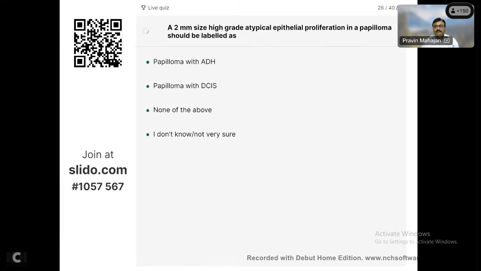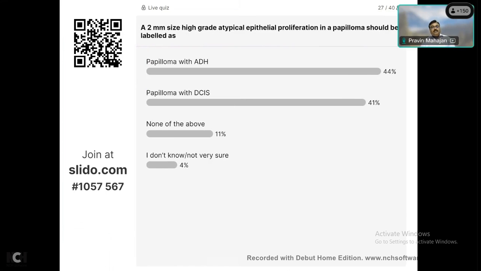Okay, great. So most of the people have said that it will be papilloma with ADH. Some of them are saying papilloma with DCIS. So I can see it is still a hung house.